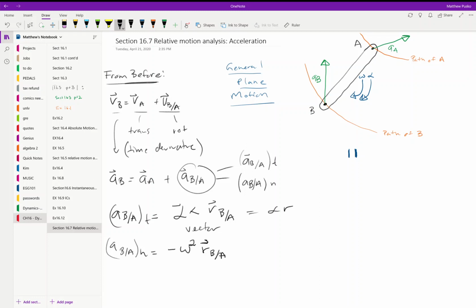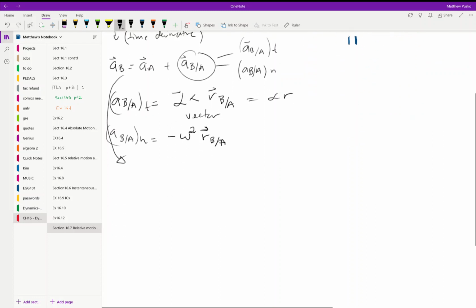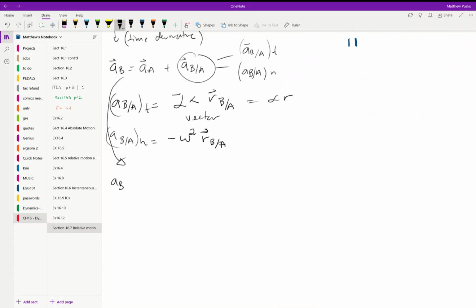So putting that together, we get the acceleration of B is equal to the acceleration of A plus alpha crossed r, and go ahead and keep that minus sign, minus omega squared times the vector r of B with respect to A.